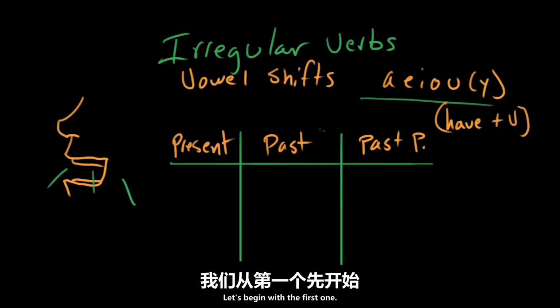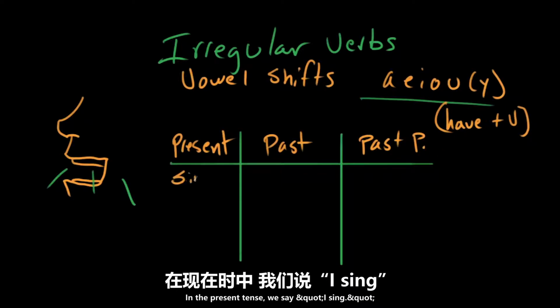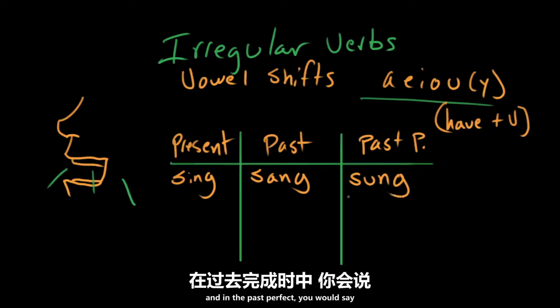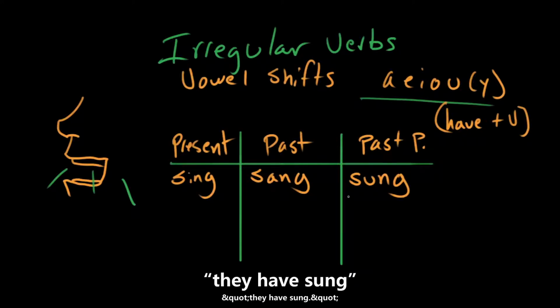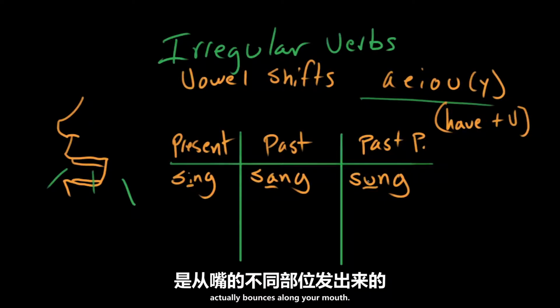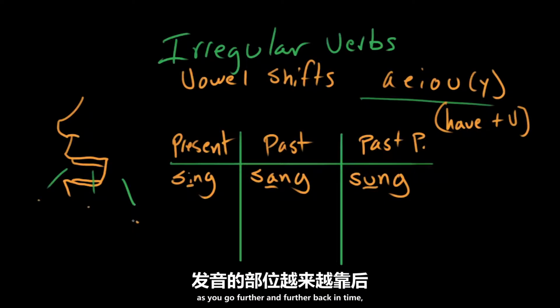And let's begin with the first one. In the present tense, we say, I sing. In the past tense, we would say, she sang. And in the past perfect, you would say, they have sung. So it's weird, right? Because the vowel changes. This vowel sound actually bounces along your mouth. It goes from front to middle to back as you go further and further back in time. Which I think is really cool.